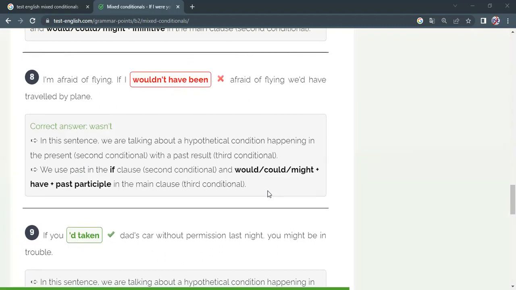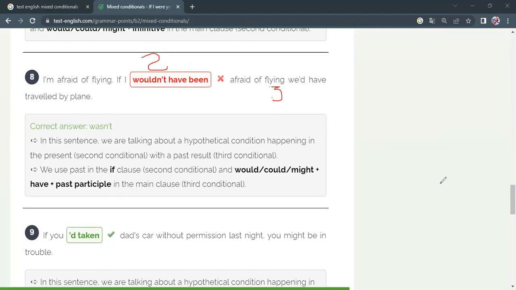I'm afraid of flying. If I hadn't been afraid of flying, we would have traveled by plane. This is third conditional, so we combine it here with second conditional: if I wasn't, or if I weren't afraid of flying, we'd have traveled by plane.